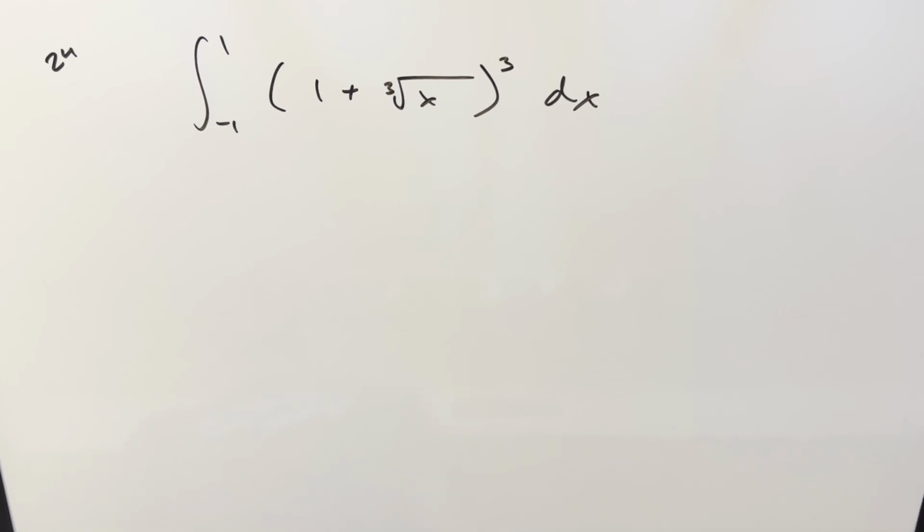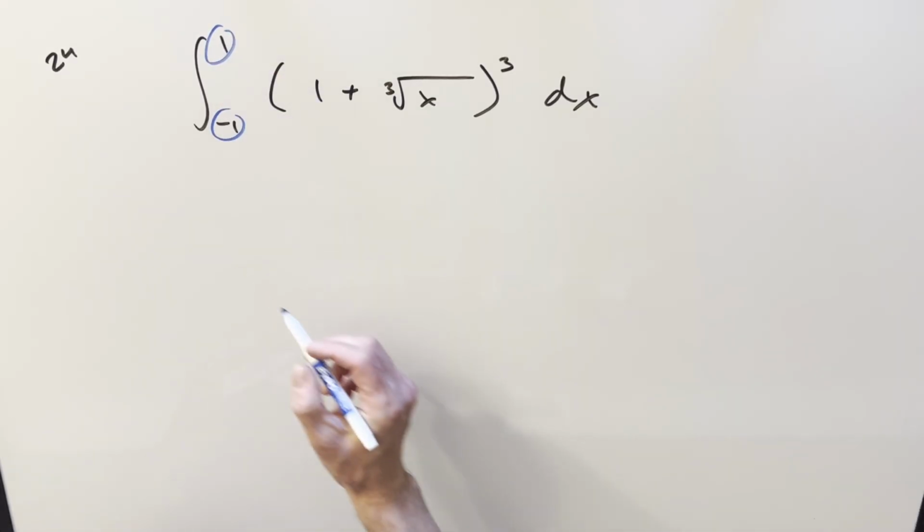Okay, we have another integral from Columbia Integration Bee 2024, number 24. We have the integral from -1 to 1 of (1 plus cube root of x) cubed dx. Okay, I'm definitely thinking about even and odd functions here. We have symmetric bounds around 0.